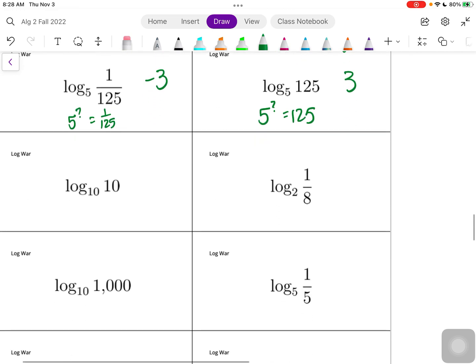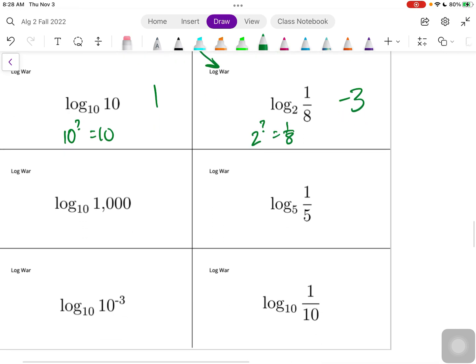All right, the next one, we have 10 to the what is equal to 10, so 10 to the first is equal to 10. Then we have 2 to the what is equal to 1/8. Remember that 2 to the third is 8, and then to make it a fraction, it's negative. So that's a -3 as your exponent. So these two are equivalent.